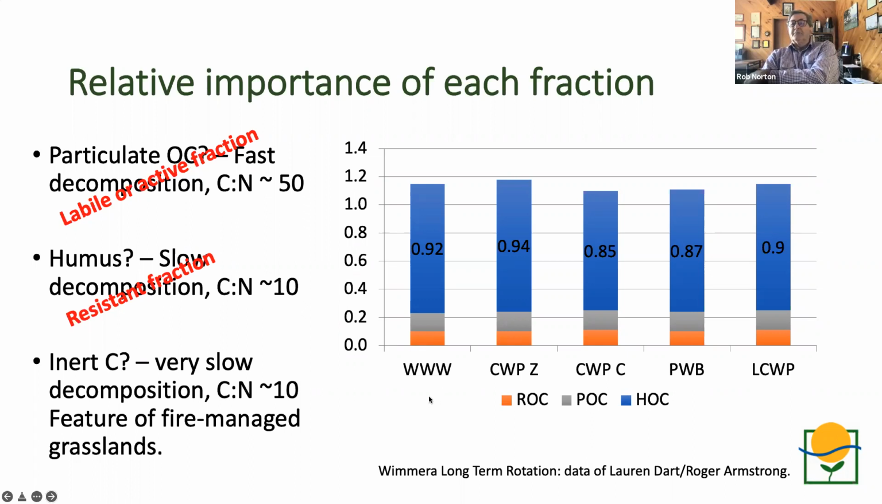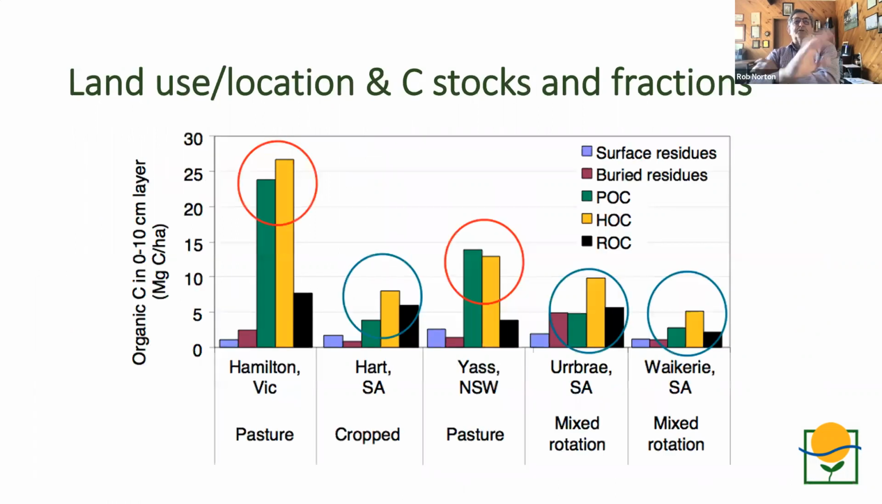And as I said, it's a feature of fire-managed grasslands, which is typical of the Wimmera Plains, for example, which were burned over many, many centuries. That profile changes as you go to place, and so that land use and location affects the carbon stocks. I'm going back to carbon stocks, and we're talking about carbon stocks in carbon, not carbon equivalent. This is the language. We need to get this language right, eh?